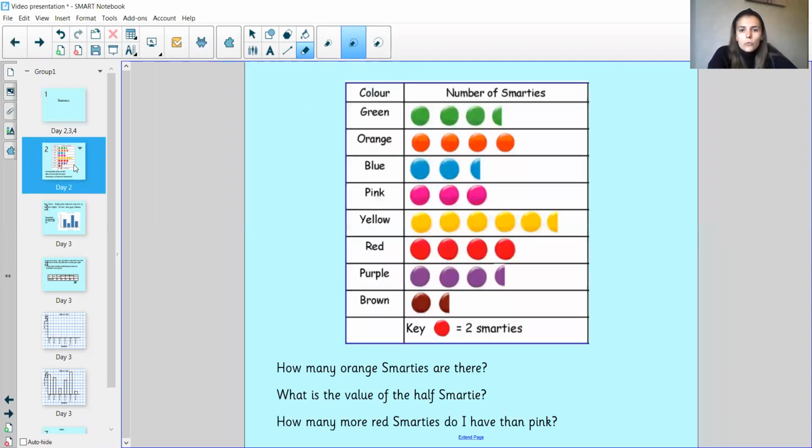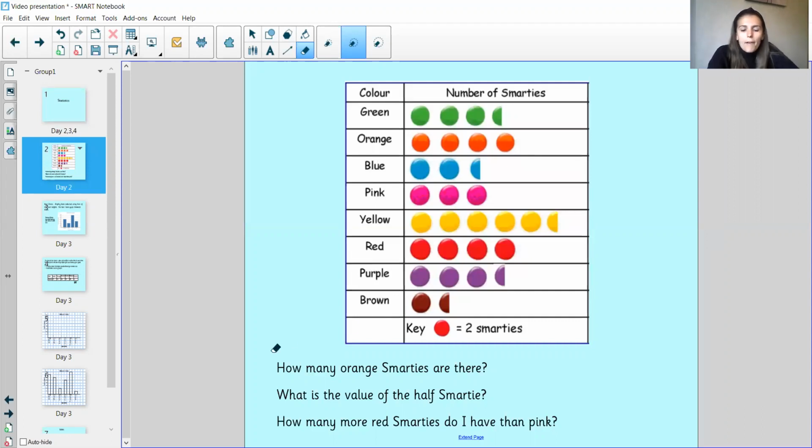First of all, I'm going to talk you through this pictogram. So a pictogram represents the number values by using pictures. First thing you need to do always is look at the key. So in this case, one picture equals 2 Smarties. So each one of these is worth 2. So you're going to be counting up using your 2 times tables.